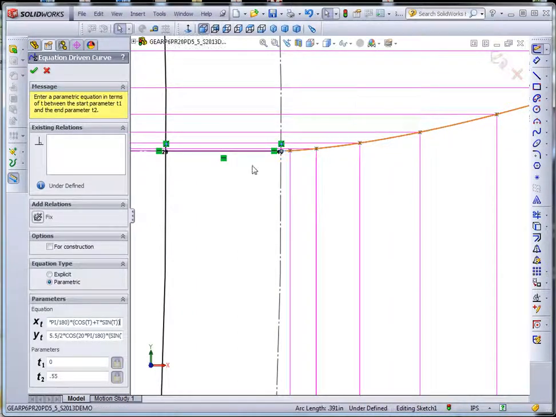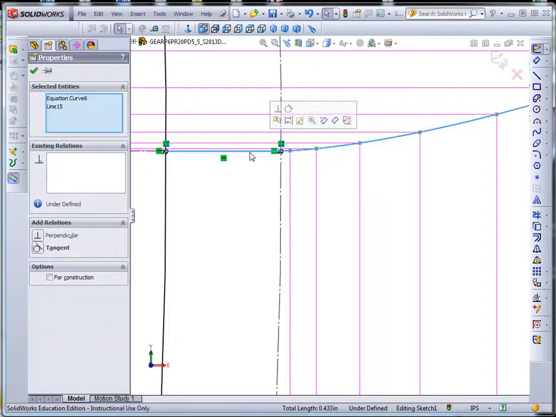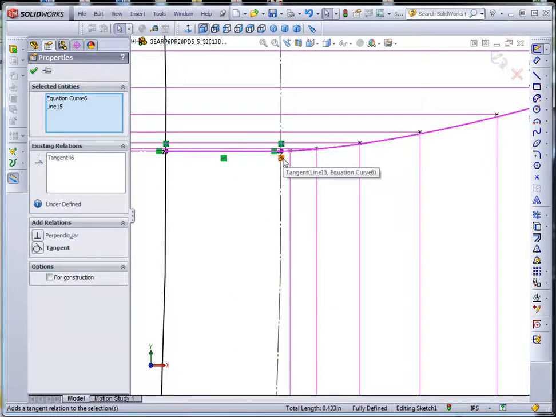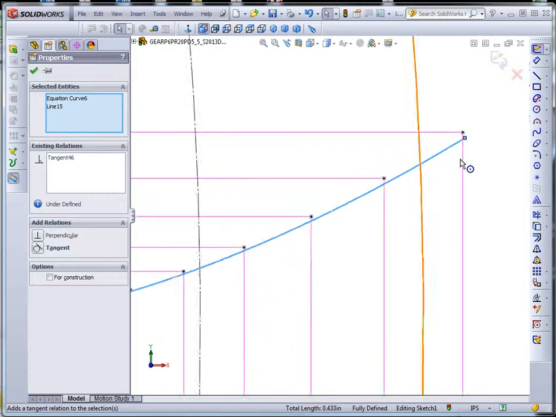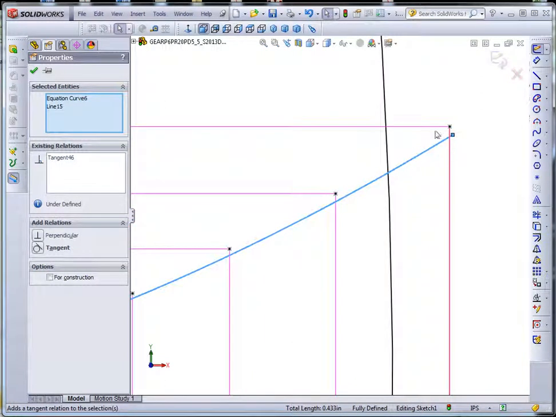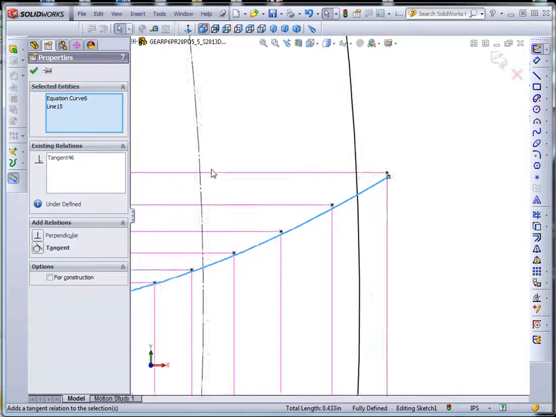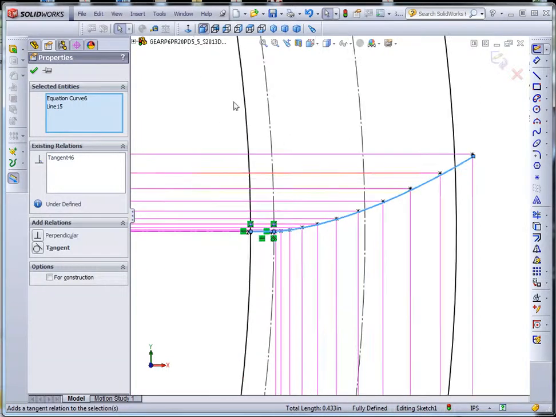But if I click on this and hold down the control key and put a tangency constraint in, so that's tangent now, but look at what happened to the curve. It's lifted off those points. It's no longer passing through those points. So obviously that's not something we want to do. So I'm just going to undo that, and now it's passing back through the points.